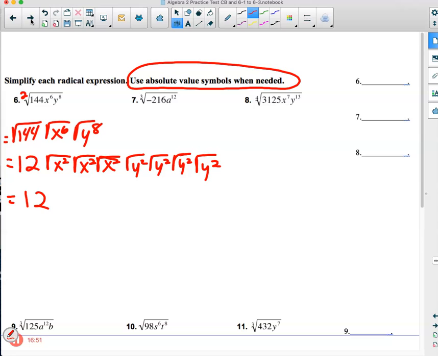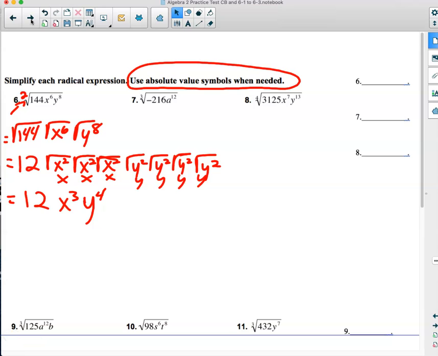So we have 12, and we have an x, an x, and an x. X to the third. A y, a y, a y, and a y. Y to the fourth. And last but not least, we think about that big circled instruction up there. Use absolute value symbols when needed. Well, this had an even root. It was a square root. There's our even root. So any odd power answers need absolute value bars.